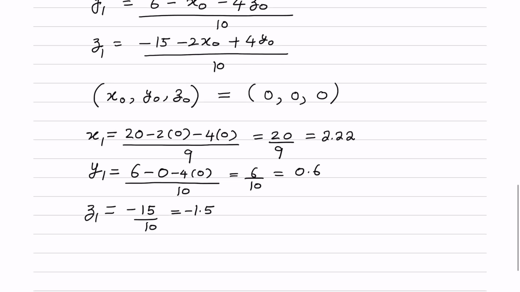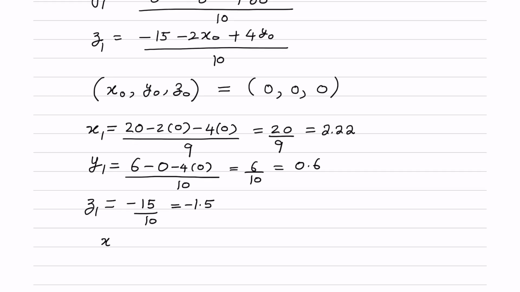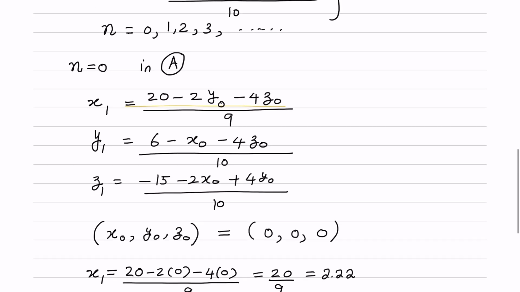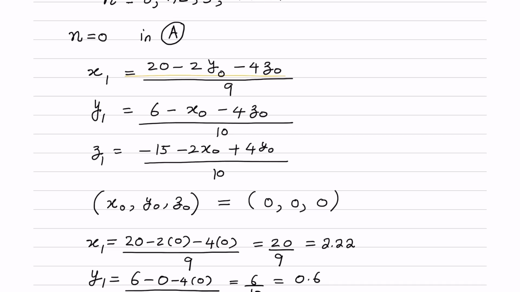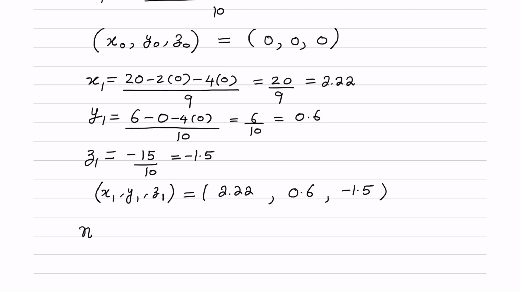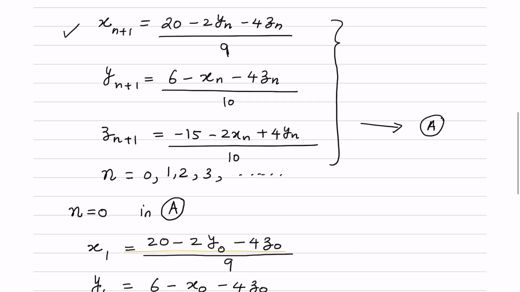Now that we have the values of x1, y1 and z1, we can use these values to find the next iterative values. So x1 is 2.22, y1 is 0.6 and z1 is minus 1.5. Now we got the values of x1, y1, z1 by putting n equal to 0 in the system A. For the next iterative step, we are going to put n equal to 1 in the system A. So our given system A is this.